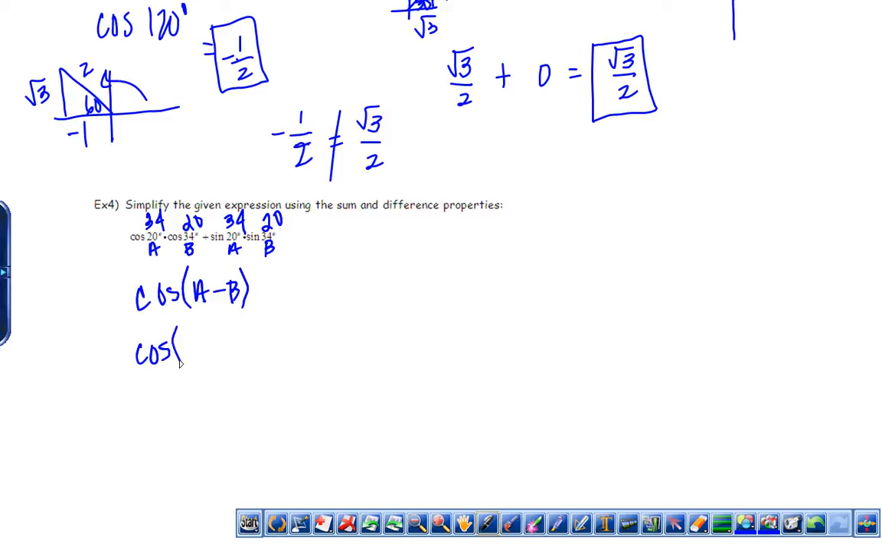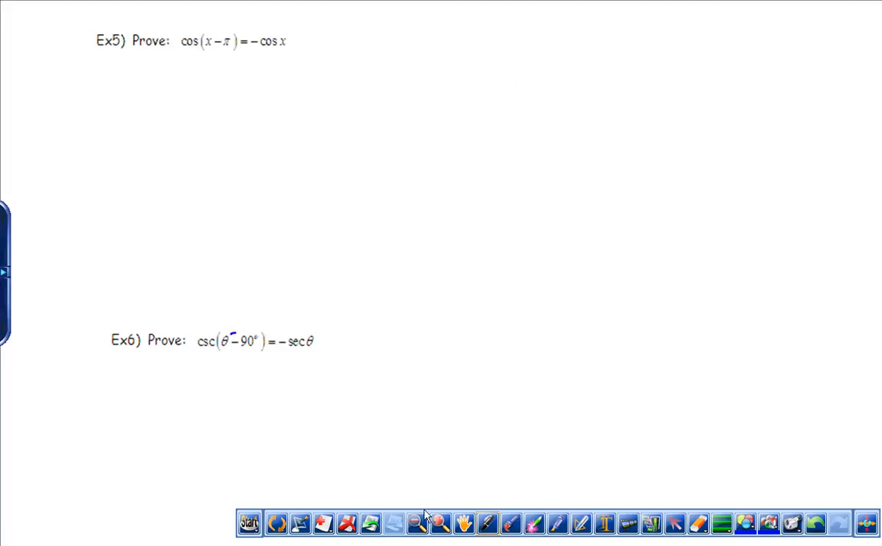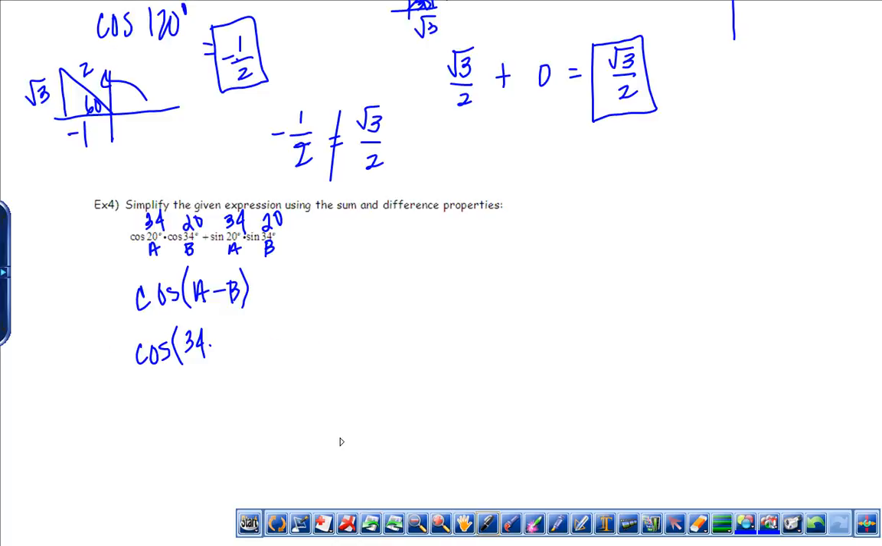And therefore, this should be 34 minus, whoops. Therefore, this is 34 minus 20 degrees. And when you simplify that, that gives you cosine of 14 degrees. And then that's your final answer. Sorry about that, guys.